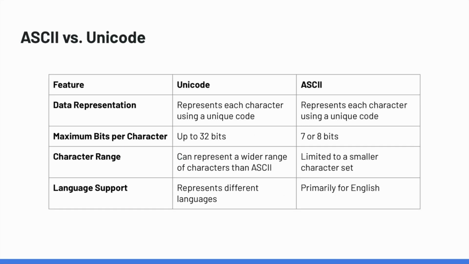So if you compare both of them, each character can be represented by up to 32 bits in Unicode, and only 7 or in some cases 8 bits in ASCII. But Unicode can represent a much wider range of characters, including different languages.